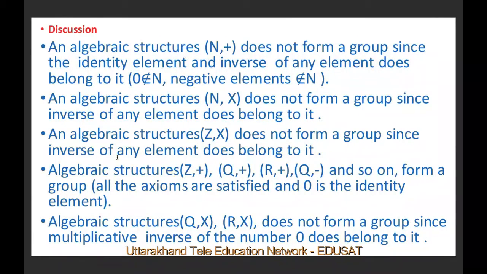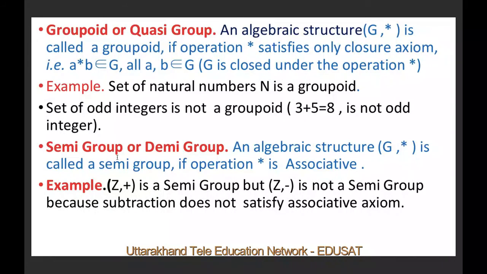On the other hand, the set of rational numbers equipped with multiplication and the set of real numbers equipped with multiplication do not form a group, since the multiplicative inverse of the number 0 does not belong to it. But if we exclude 0 from the set of real numbers or the set of rational numbers, then these structures form a group. Now, groupoid.